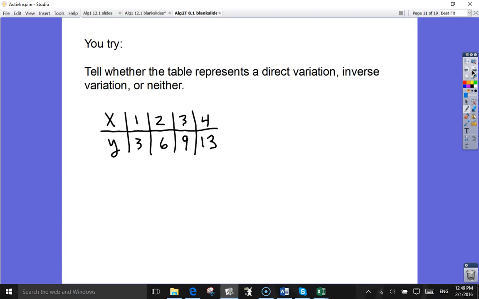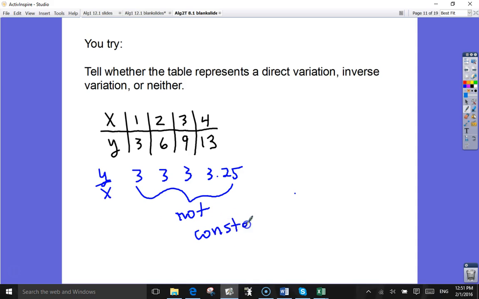Direct, inverse, or neither? Anybody? It's a neither. Why? When you do the y over x, you get 3 and 3 and 3. And if you just start doing it, well, obviously it's direct, you would miss that the last data point is actually not 3. It's 3.25. So not constant. So make sure you check to the last data point. So this is neither.